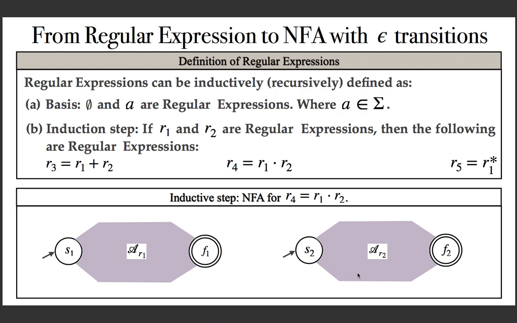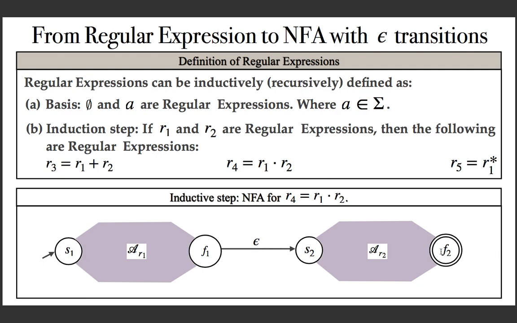So here is a simple way. What I do is I just add an epsilon transition from the final state of the first NFA to the start state of the second NFA, and I remove the final state status of the first NFA. I also remove the start state status of the second NFA. Now to accept, you have to start from here and go all the way to the final state of the second NFA.